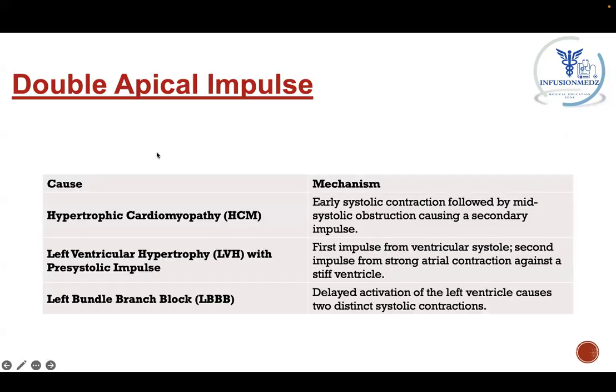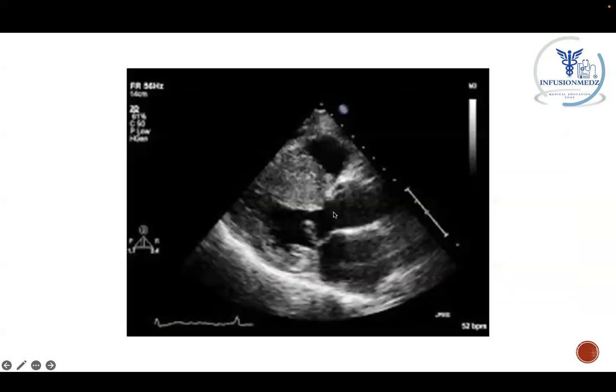Double apical impulse. Double apical impulse is seen characteristically in hypertrophic cardiomyopathy. Usually only one apical impulse is felt at the chest wall during systole. But in hypertrophic cardiomyopathy, the basal septum is very much hypertrophied. You can see here this is the basal septum of the left ventricle. This is the left ventricle, this is the left atrium, this is the aorta, and this is the aortic valve.